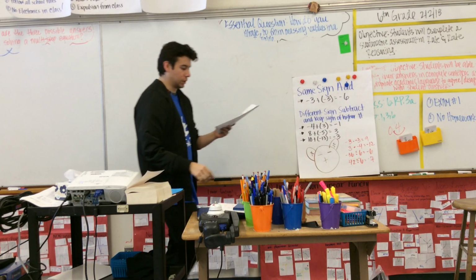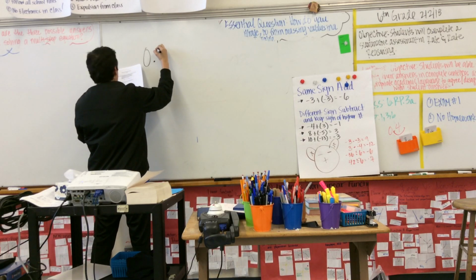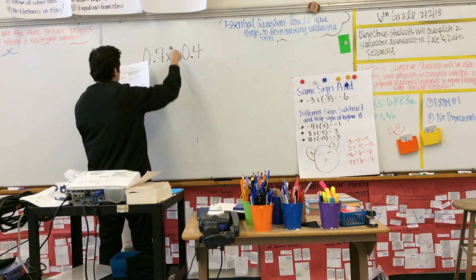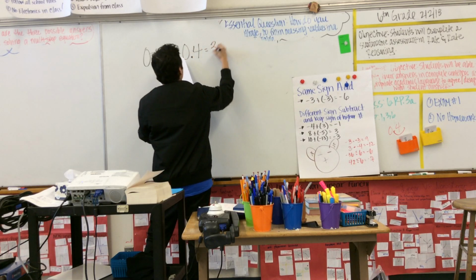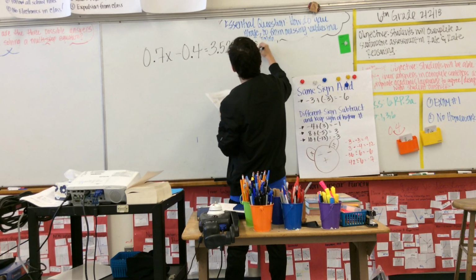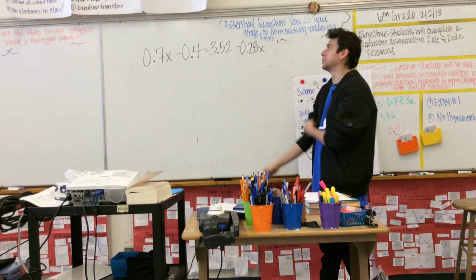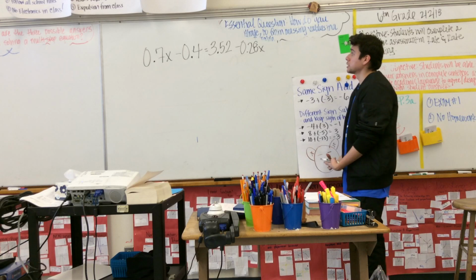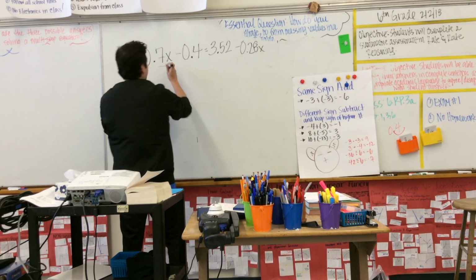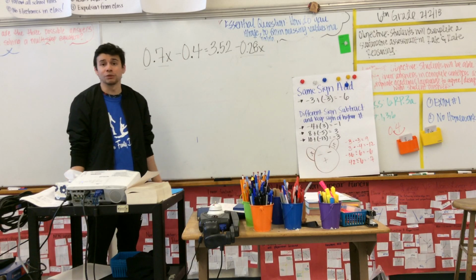So in this case, we have 0.7x minus 0.4 equals 3.52 minus 0.28x. Looks complicated, but believe me, it's very easy. First thing is, do I have identical twins? Is this variable equal to this variable? You don't. So you don't have any special answers.